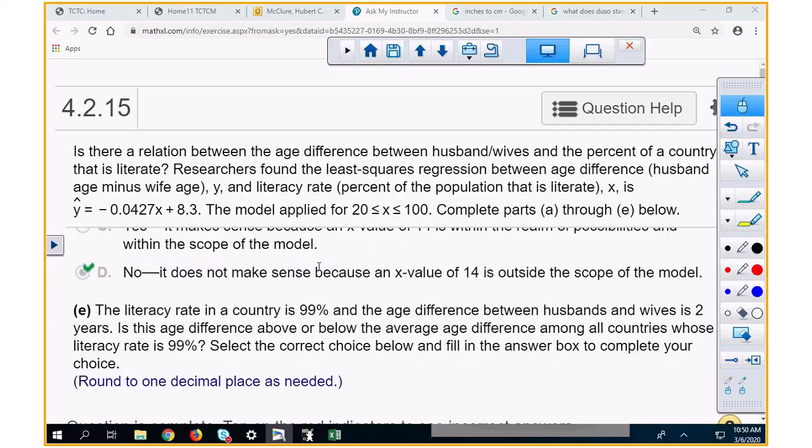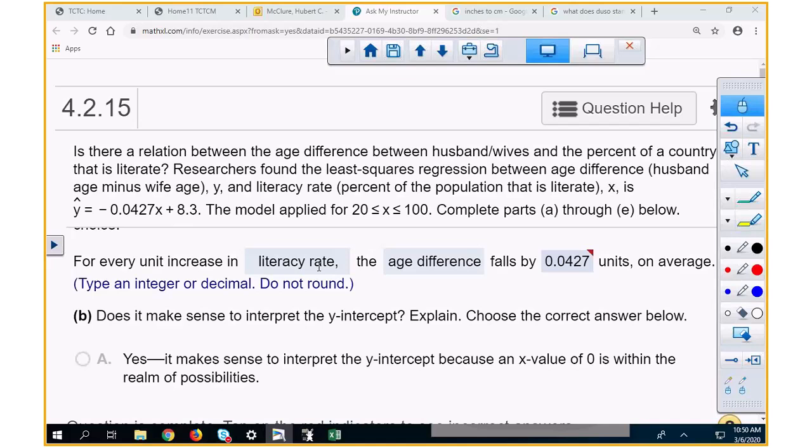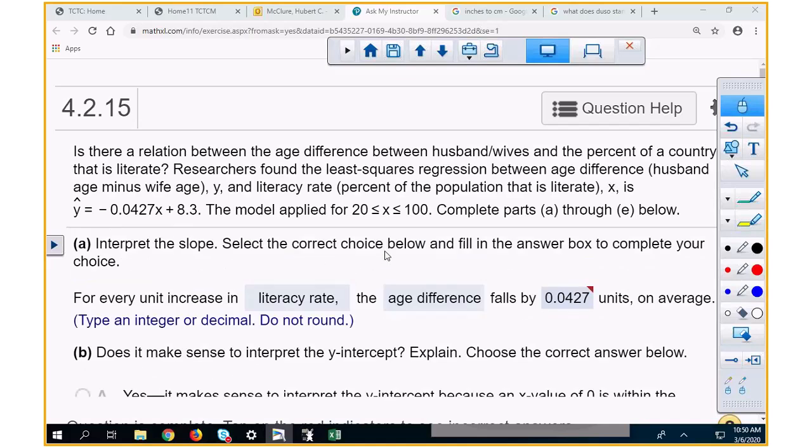Okay, now it says right here, interpret the slope. So for every unit in the x direction, what happens? It goes down 4/100ths in the y direction. And that's what you put right here. For every unit in the x direction, which is the literacy rate, 20 to 100%, the age difference, which is y, falls by the slope.